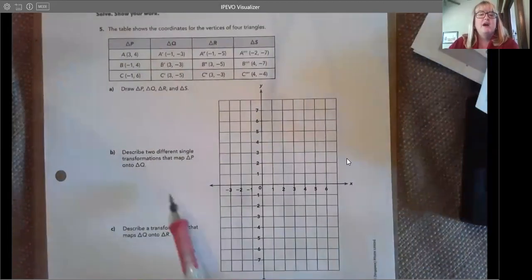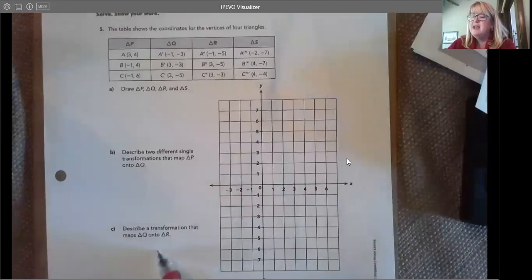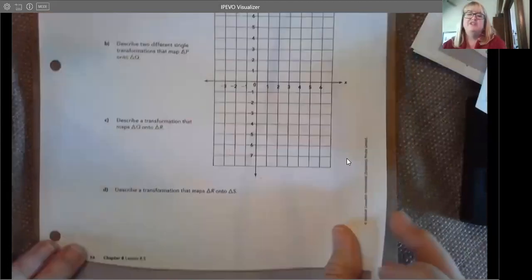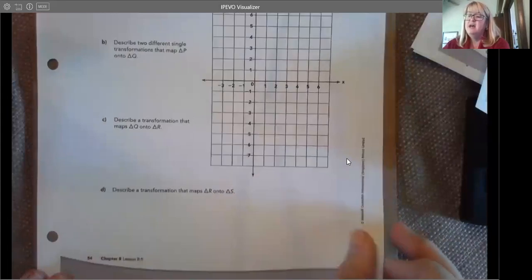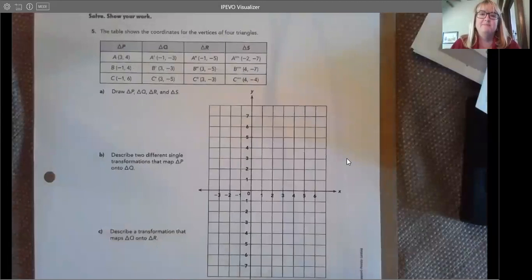And then you're going to describe 2 single transformations that map triangle P onto Q. So you're going to look at P and Q and decide what are 2 ways that it can get from P to Q. And then C, describe a transformation, that's only one, that maps Q onto R. And then D, the last one, says describe a transformation that maps R onto S. And I just need the name of the transformation. I do not need you to quantify it.